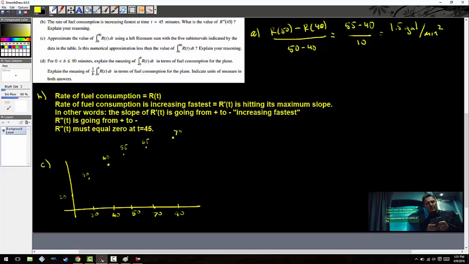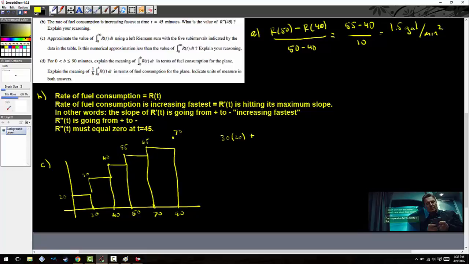Okay, we are going to use a left Riemann sum with 5 subintervals. I've got my 5 subintervals right here. Left Riemann sum, left. Again, because it's a left Riemann sum, I am pulling my heights from the left side of the rectangle. Okay, so that's what I got. So let's go ahead and see what this looks like computationally. What this means is I've got 30, right? That's my first base, times my first height, which is 20.